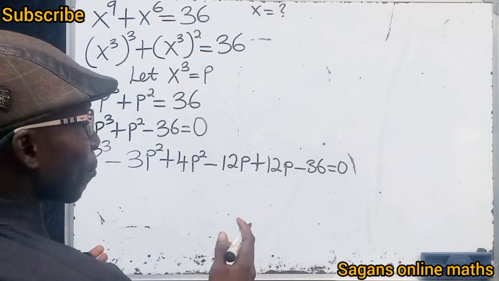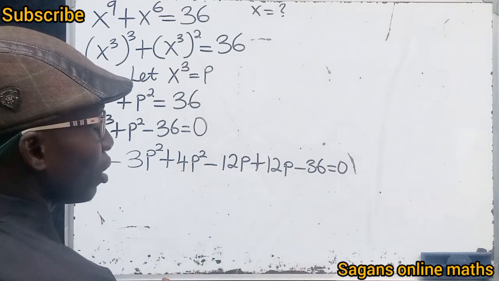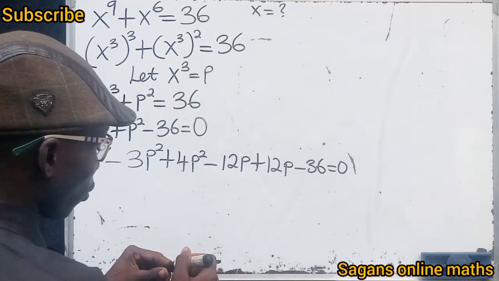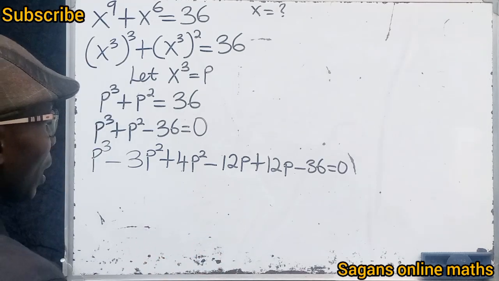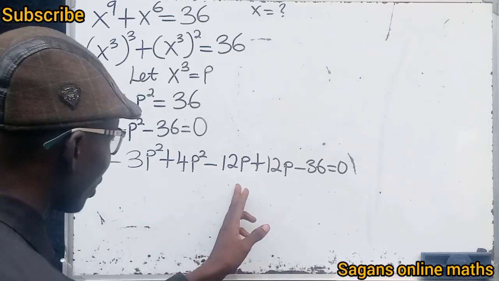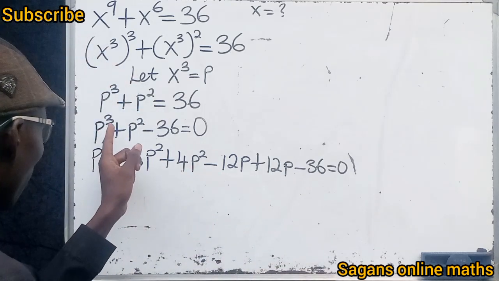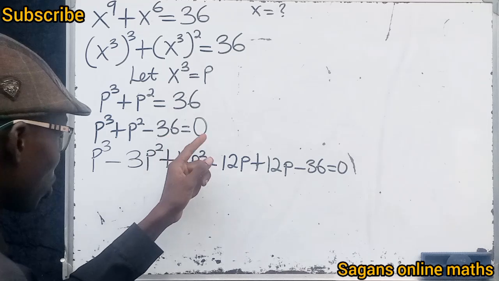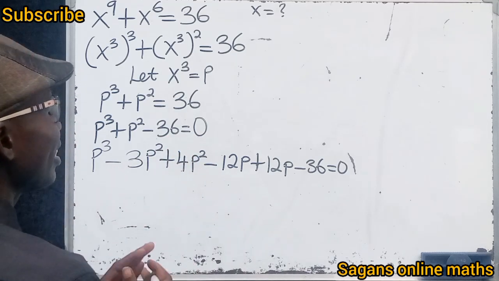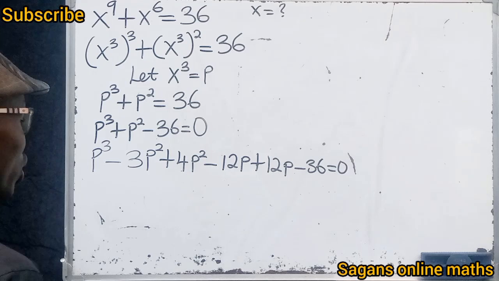But why am I writing it? I'm writing it so that I can factorize this. Without this, I cannot factorize it. Minus 12p plus 12p is just 0. And everything I'm writing here is the same thing as p raised to the power of 3 plus p squared minus 36 equals 0. But why am I doing this? I'm doing this so that I can factorize this. Is it not interesting? Very interesting.